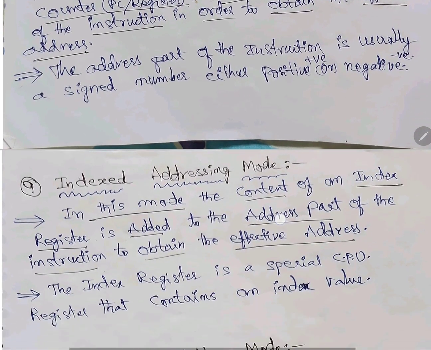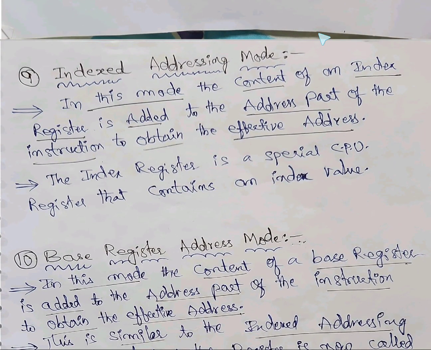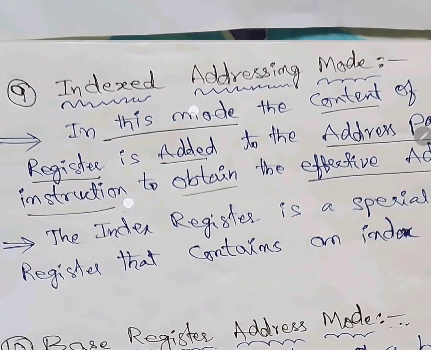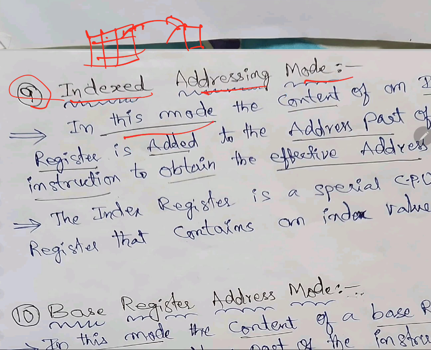Very simple. Then the ninth one is indexed. Indexed addressing mode. I already told you about this. We have some index, and in that some address will be there. If you go to that address, we will find the operand value in it. So that is indexed addressing mode.